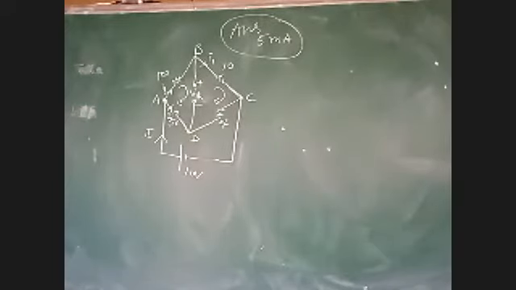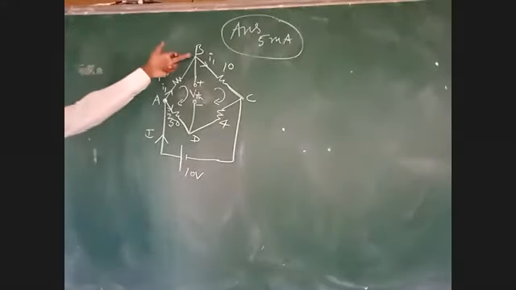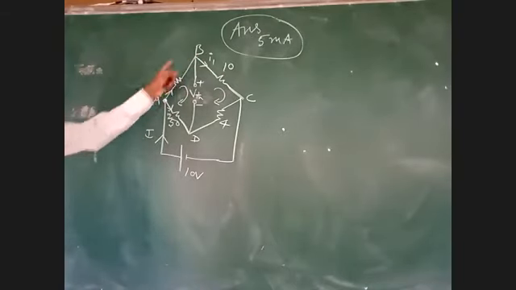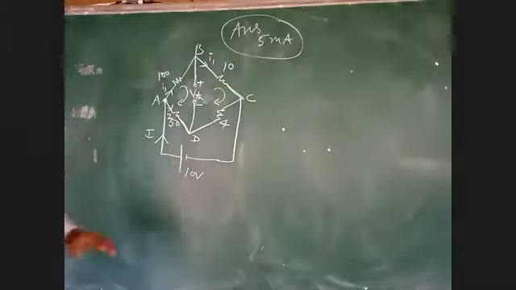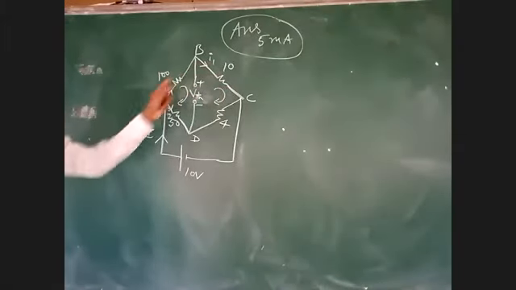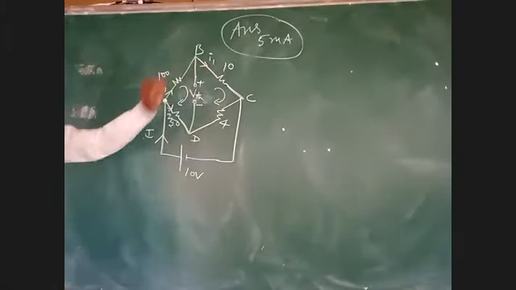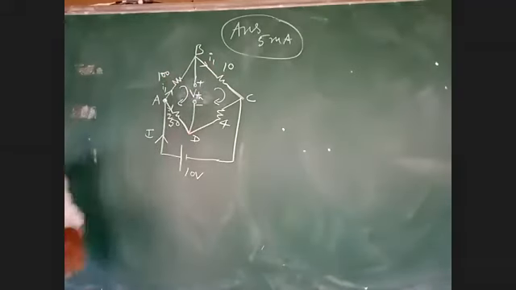Any doubt in this? You can ask me. Why is there no node here? Because current is not divided. If current is not divided, there is no node. 100 and 110 will be in series. Same current will flow in series. If I1 is flowing in 100, the same I1 will flow in 10 ohms.